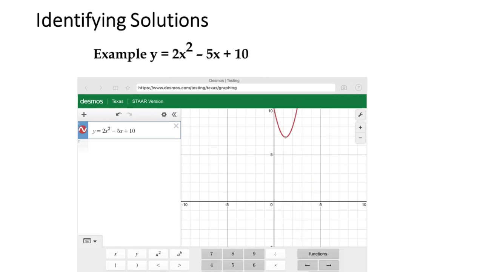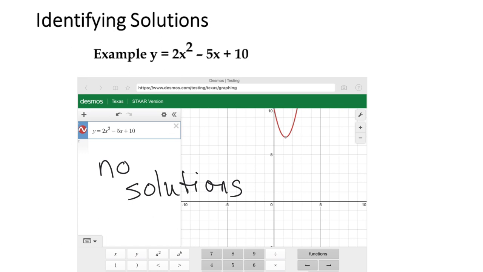All right, on the last example, we are given a quadratic equation, y is equal to 2x squared minus 5x plus 10. I type this into Desmos, and I see that I do have a U-shaped graph. I ask, where does this graph cross the x-axis? It does not cross the x-axis. Therefore, this quadratic equation has no real solutions.